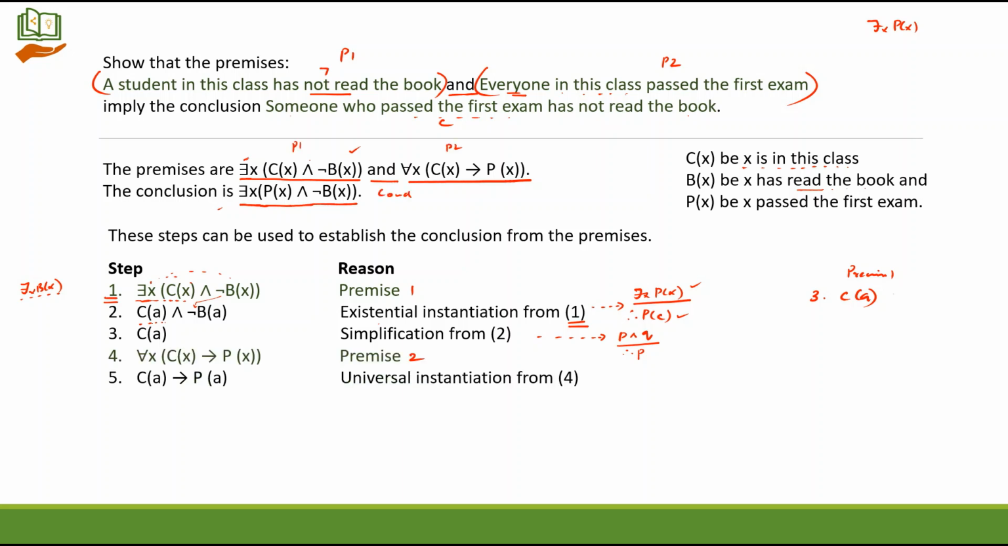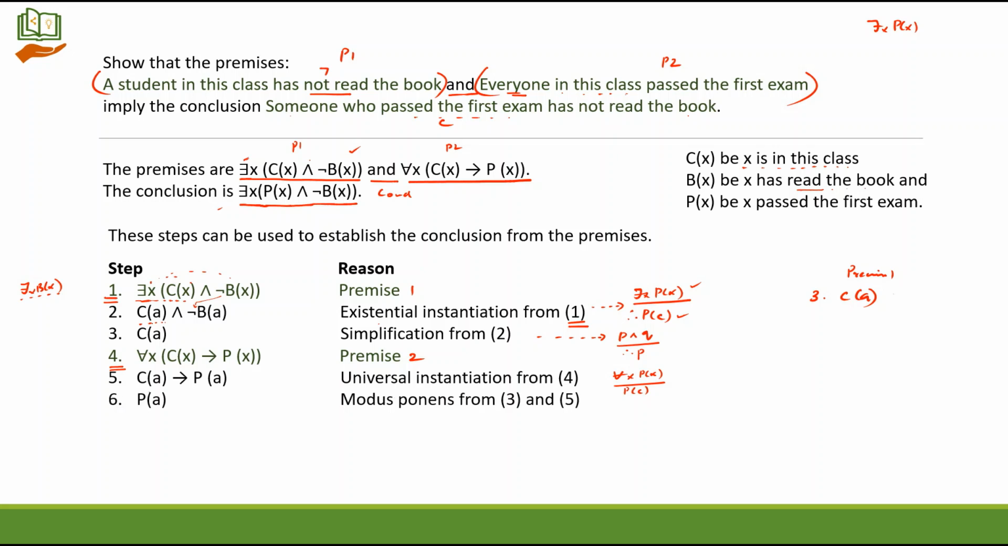We can go for universal instantiation. So this is for all x P of x. Then we have P of C. The arbitrary element here is A. So we go with C of A, implies operation stays as it is. Then we apply for all x P of x which will turn to P of A. This is universal instantiation from step 4.